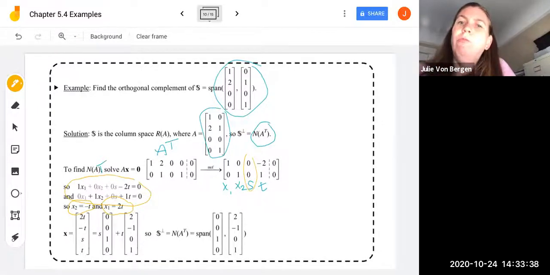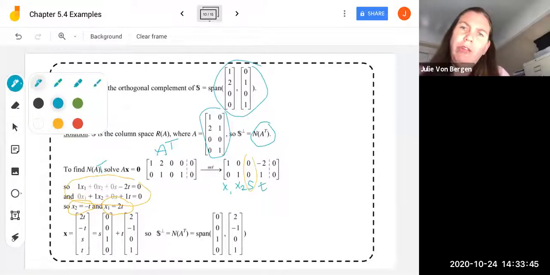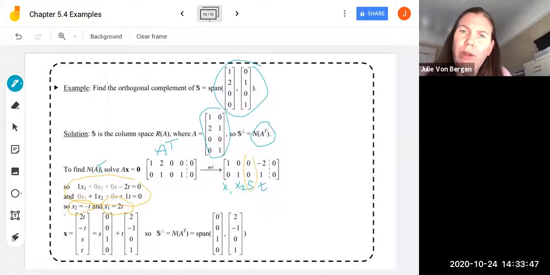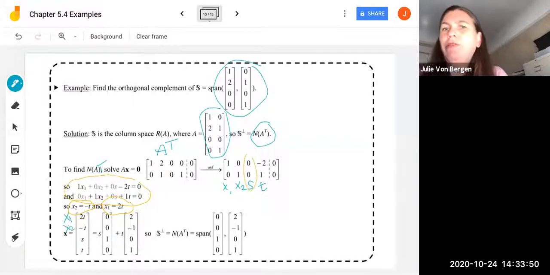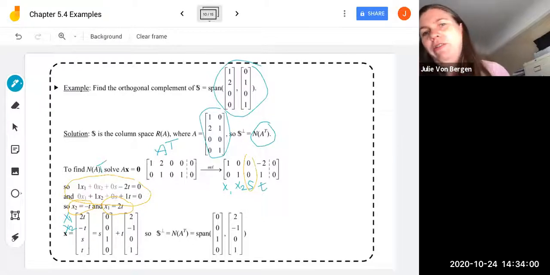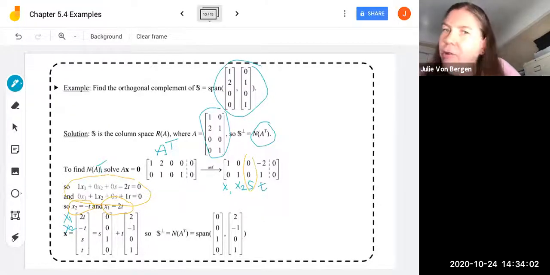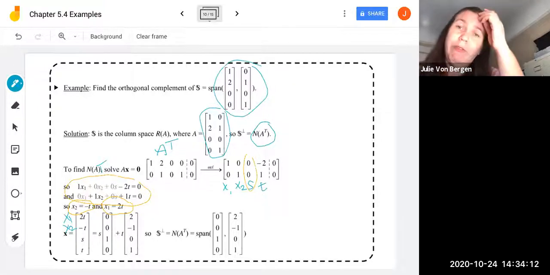So then when we write our solution out, we've got x equals 2t, negative t, right? Because this is x1 and x2. And then we said x3 was s and x4 was t. And then we split those out into the column vectors associated with s and t's coefficients to find the null space here. And so it's going to be s times 0, 0, 1, 0, because we've only got s here for x3, plus t times 2, negative 1, 0, 1.